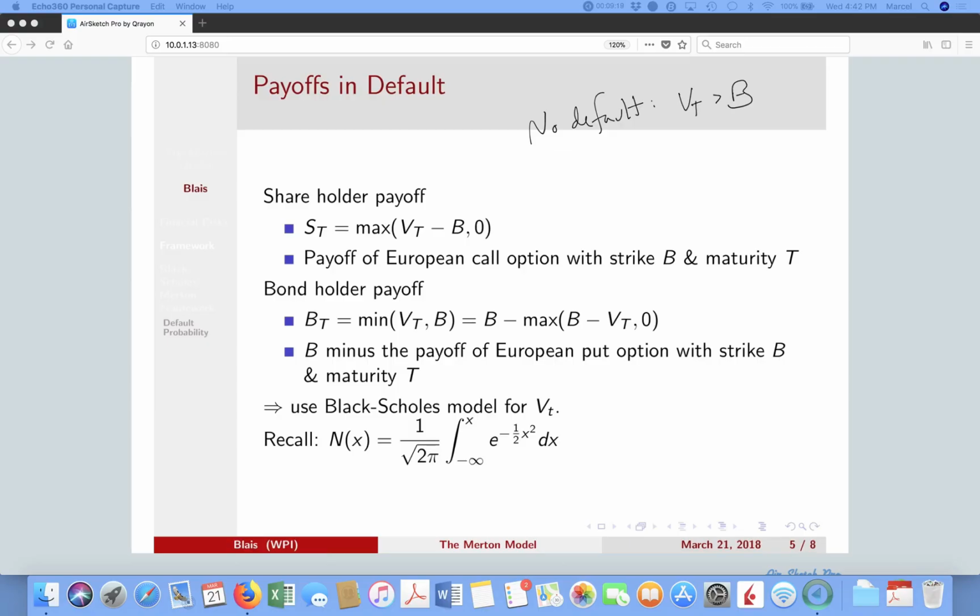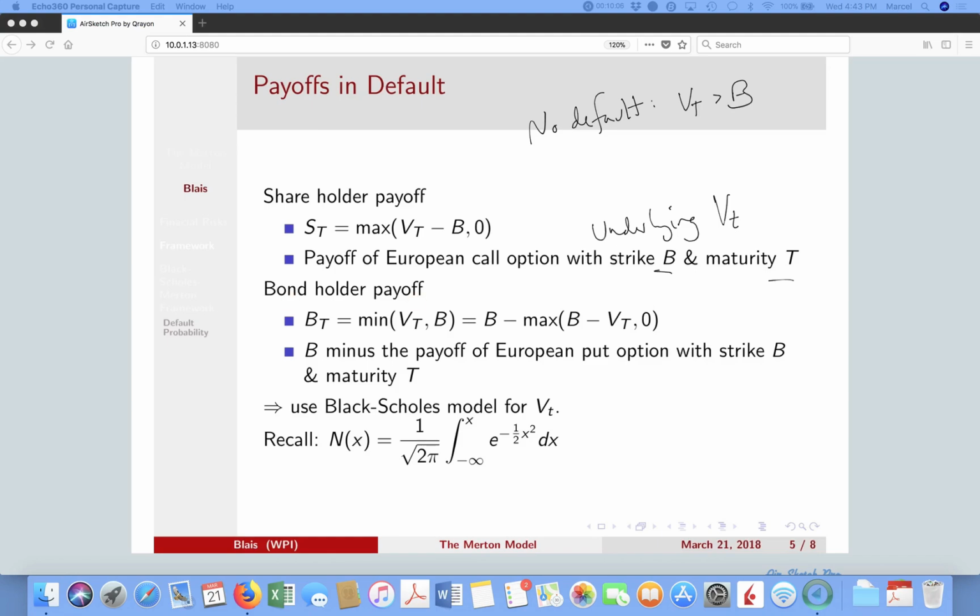So essentially this means the shareholders are getting whatever is bigger. This value, V_T minus B, if it's greater than or equal to 0, and if that's negative, we take 0. So that should remind you exactly of the payoff of a call option. So this is the payoff of a European call option with underlying V sub T, strike price B, and maturity T. So that's one way now we can see options are brought into the mix here.